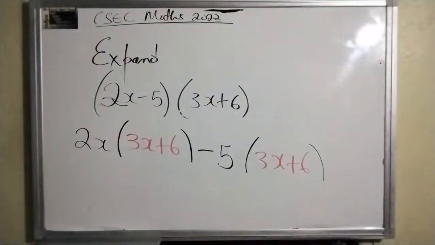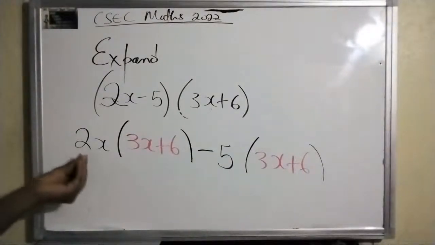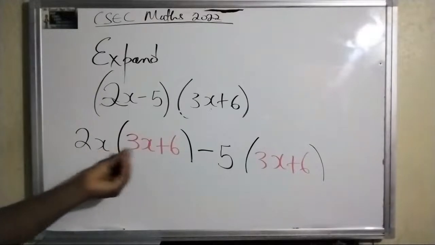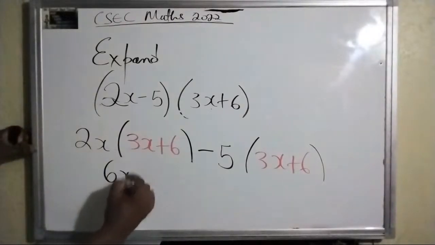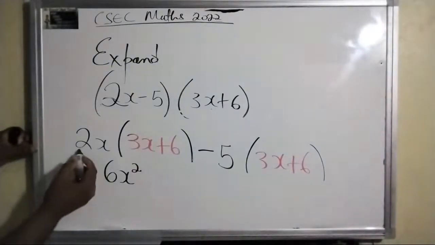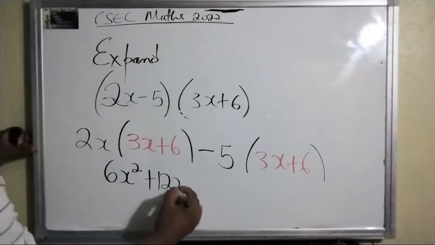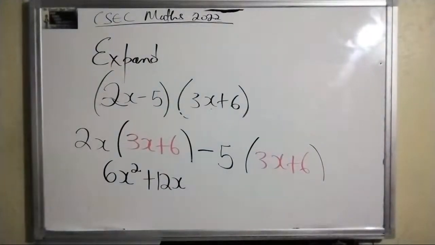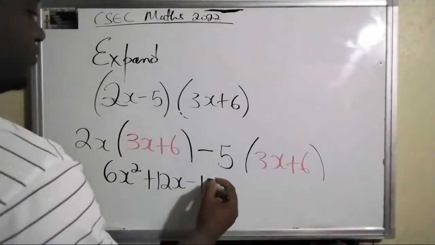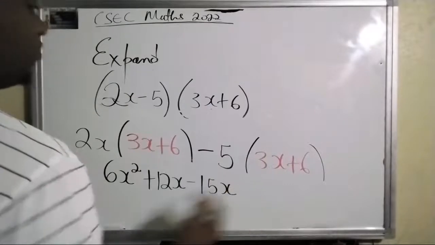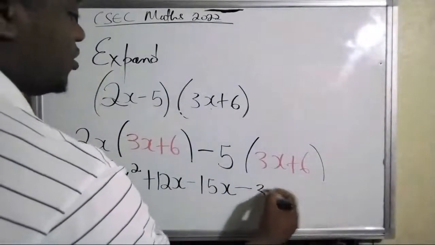Alright, so let's go. It's 2x times 3x. Remember, guys, 2 times 3 is 6, and x times x is x squared, so we get 6x squared. And then 2x times positive 6. 2 times 6 is 12. There's nothing to multiply the x with, so we'll just put it down, right? Then it's negative 5 times 3x, that's negative 15x. And negative 5 times 6 will give us negative 30.